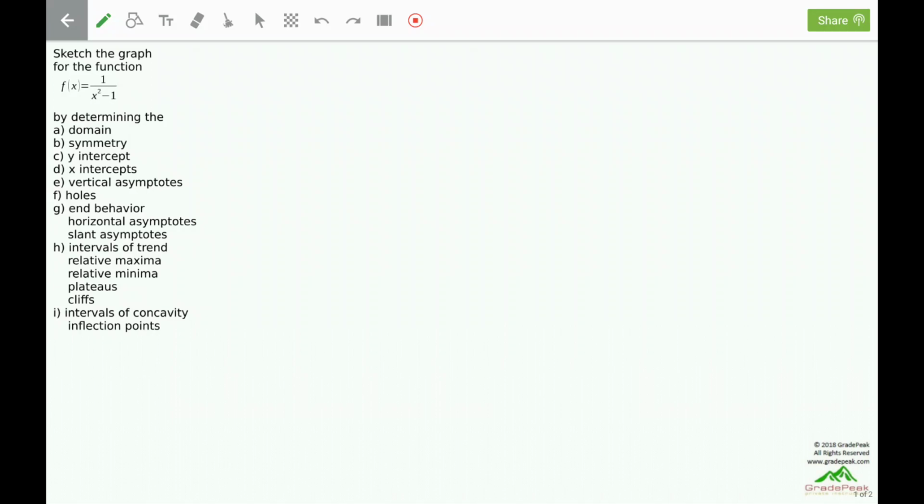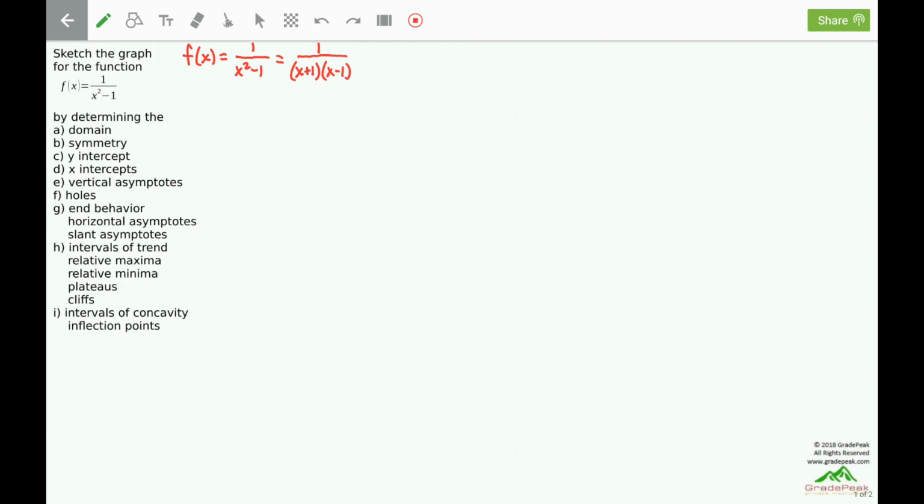Sketch the graph of the function f of x equals 1 divided by x squared minus 1 by determining parts A through I. f of x equals 1, a constant, divided by x squared minus 1, a polynomial. We can factor the polynomial. It is a difference of squares. It factors into x plus 1 and x minus 1.